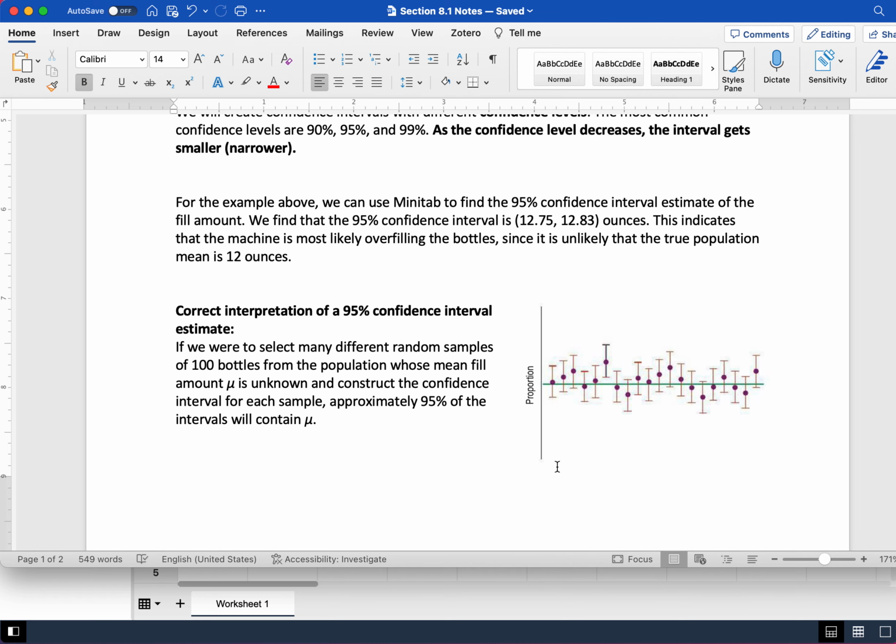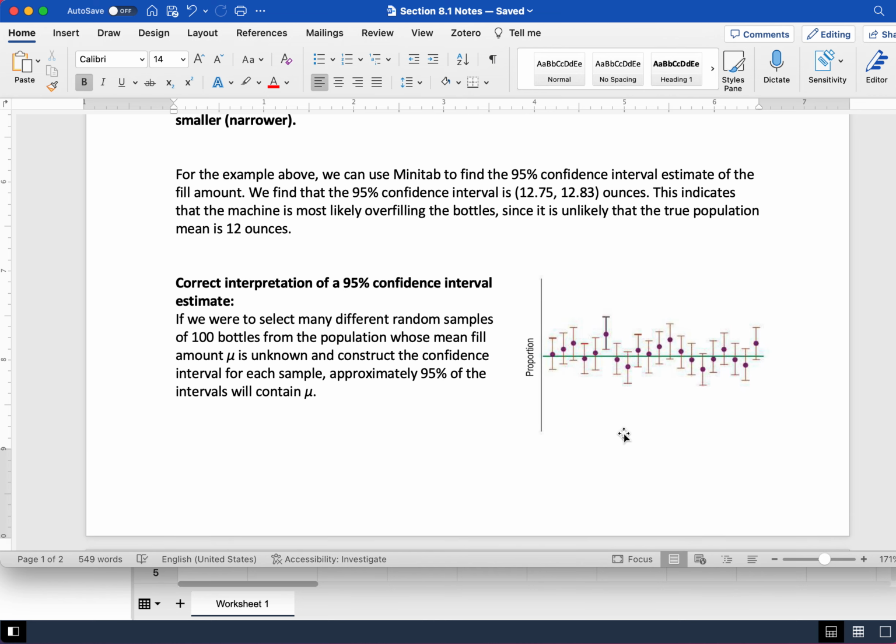So this image here helps us to understand how we interpret a 95% confidence interval. If we were to select many different random samples of 100 bottles, and we were to construct confidence intervals for each of those samples, 95% of those intervals would contain the true population mean. So this says proportion on the side, but this green line could also be the mean. And you can see here, these intervals are most of them all capturing that mean, or the green line goes through most of the intervals.